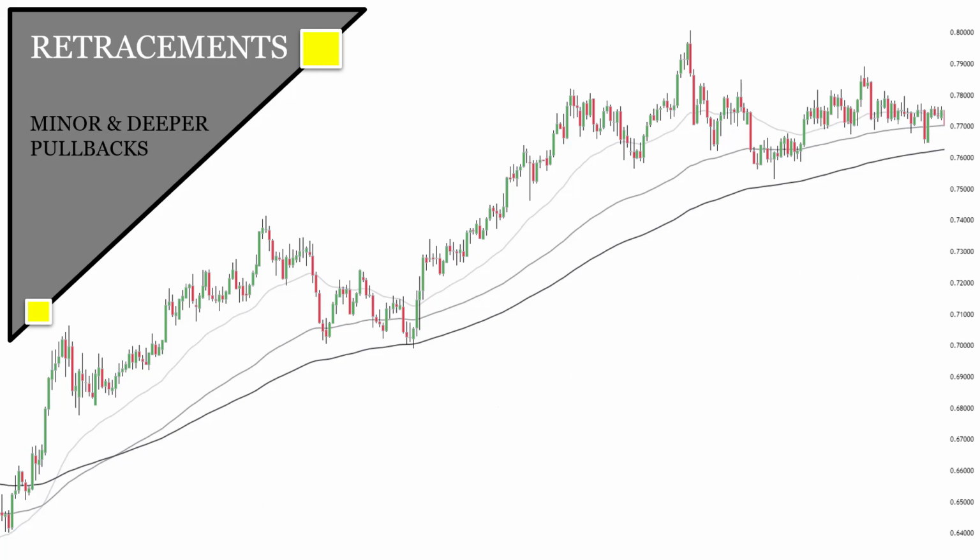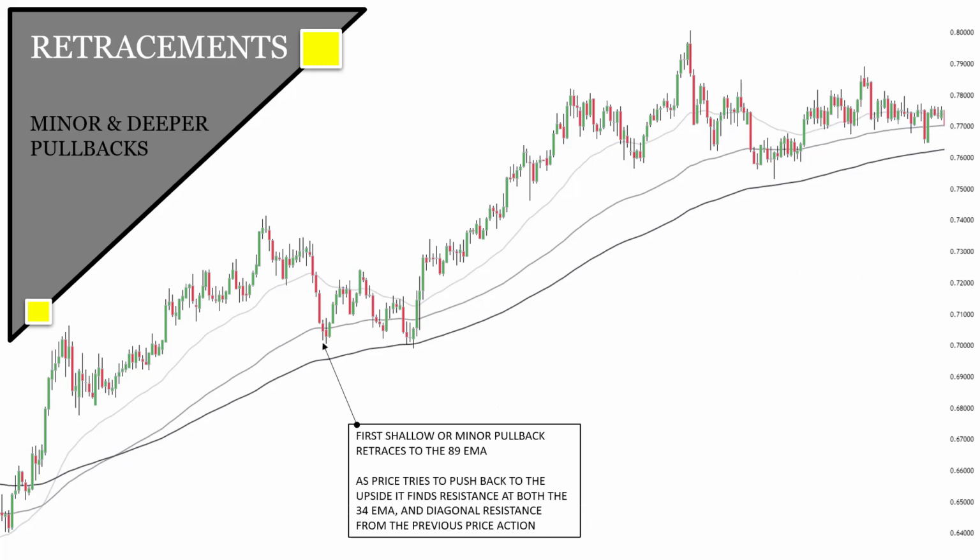Looking at the chart here, we can see the first pullback just breaks the 89. A doji forms and the buyers try to push prices higher to continue the trend. However, it bangs its head on the 34, then again at diagonal resistance from earlier price action.